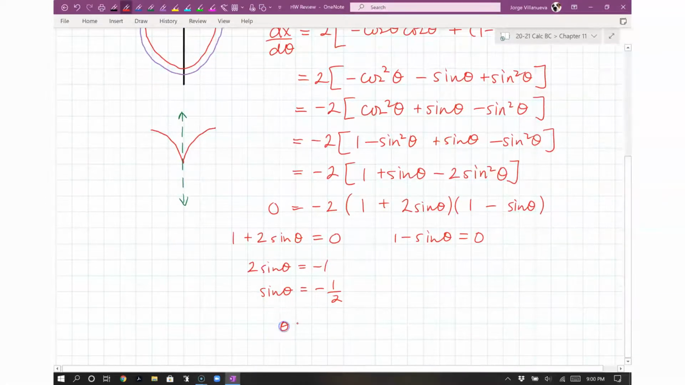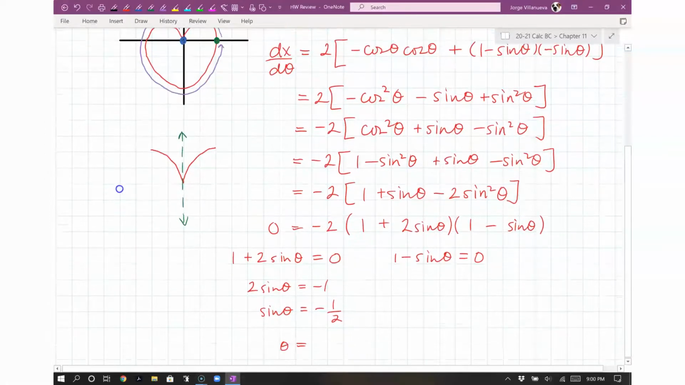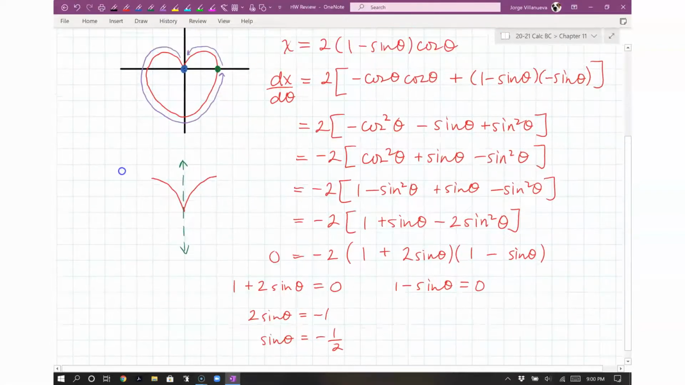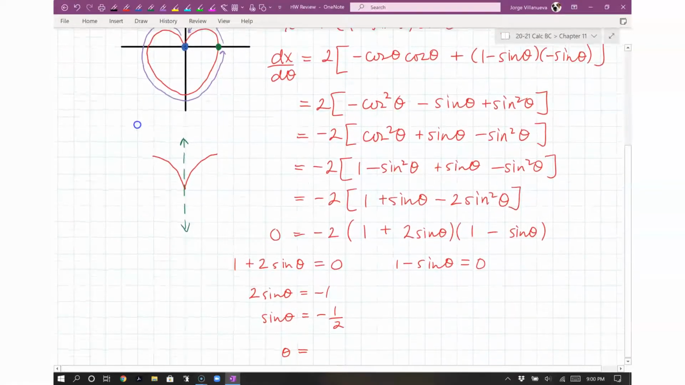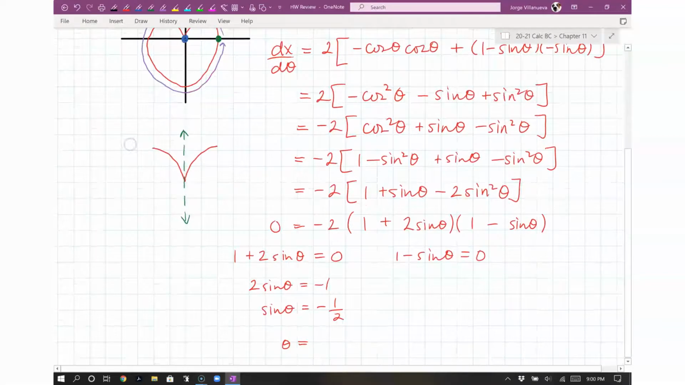So theta is going to have to be, well, negative one half can happen in quadrant 3 or quadrant 4. So a half would be a 30 degree angle. Let me just use radians here. Let me think. I said 30, right? So that gives 7 pi over 6, or 11 pi over 6.